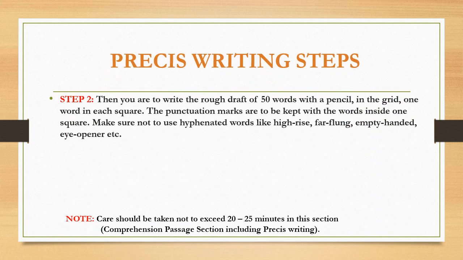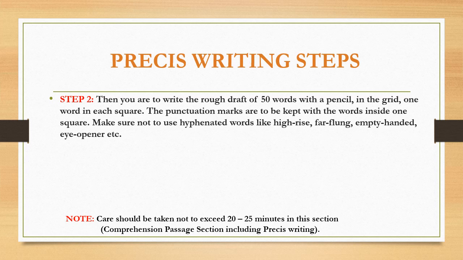Step 2. You are to write the rough draft of 50 words with a pencil in the grid, one word in each square. The punctuation marks are to be kept with the words inside one square. Make sure not to use hyphenated words like high-rise, far-flung, empty-handed, eye-opener, etc.